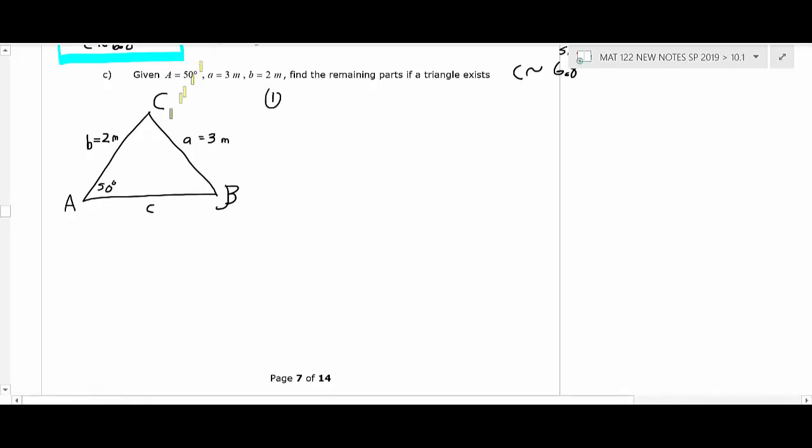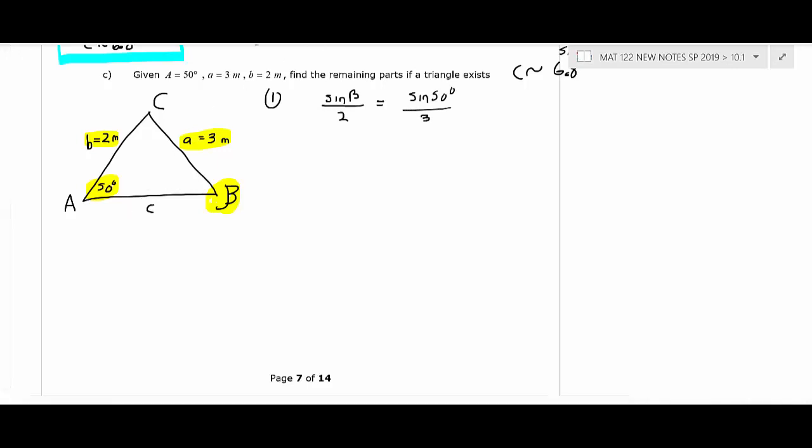So the only way to start this would be to actually find the sine of beta. You can match that up with the opposite side, and you can match up the 50 degrees with its opposite side, and then you can form your law of sines ratio. So what we'll have is sine of B over 2 is equal to the sine of 50 degrees over 3. All right, so that's our law of sines.